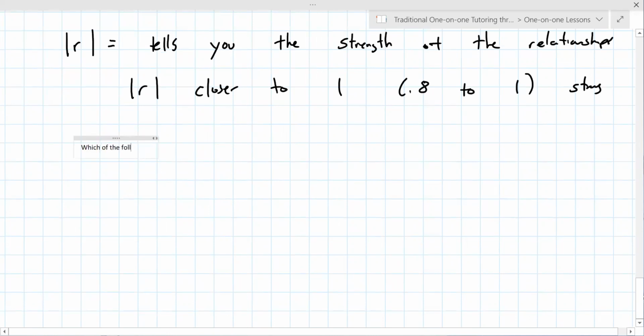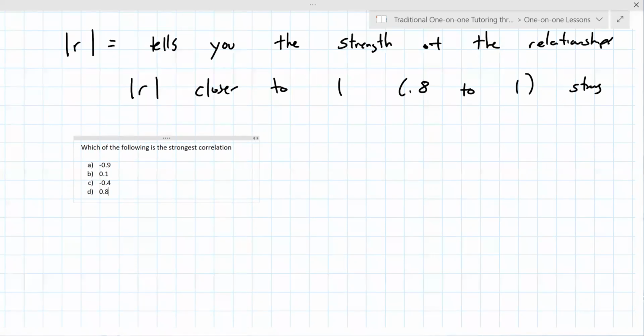Which of the following is the strongest correlation? And the answers will be like: A, negative 0.9, 0.1, negative 0.4, and 0.85.